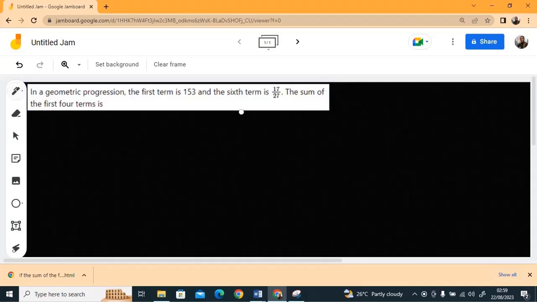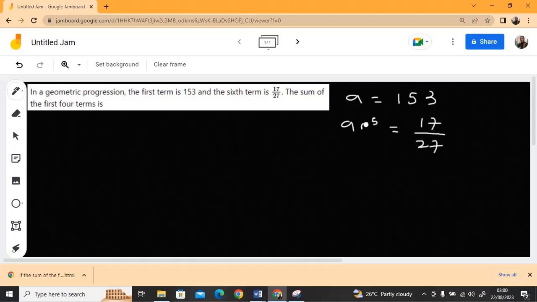Now in a geometric progression, the first term is 153, and the sum of the first 4 terms is what? This is very easy. The first term is always a, and the sixth term is a r raised to the power 5. Some people make the mistake of using a raised power 6, but it is a r raised power 5. Then the sixth term equals 17 over 27.